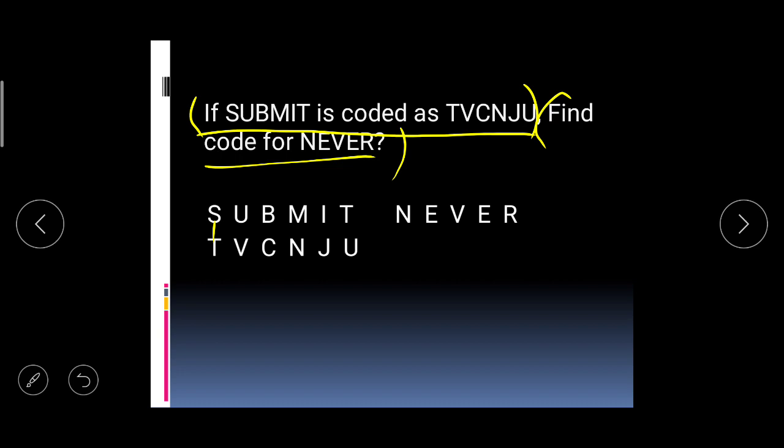S is coded as T, U is coded as V, B is coded as C, M is coded as N, I is J, and T is U. If you are smart enough, you understand that the code is just the successor of each letter. After S we get T, after U we get V, after B we get C, after M we get N, after I there is J, after T we get U. So we just need to add one letter. Just apply this here as well.